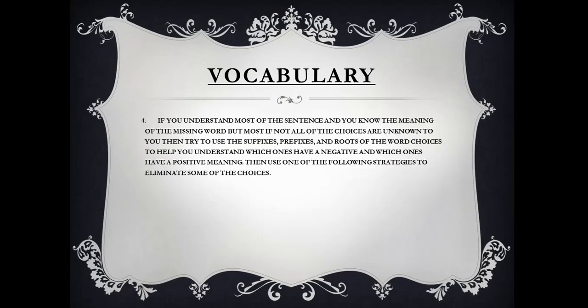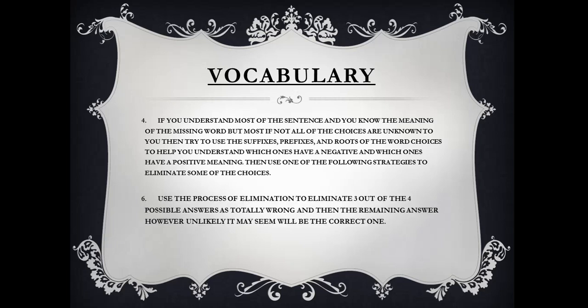Alright, now the two strategies that we're going to see in this short video presentation are the following. The number 4 strategy says: if you understand most of the sentence and you know the meaning of the missing word, but most if not all of the choices are unknown to you, then try to use the suffixes, prefixes, and roots of the word choices to help you understand which ones have a negative and which ones have a positive meaning. Then use one of the following strategies to eliminate some of the choices.